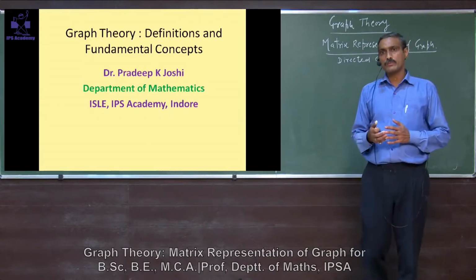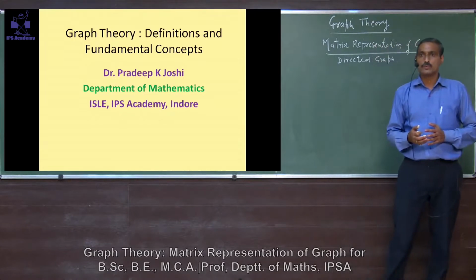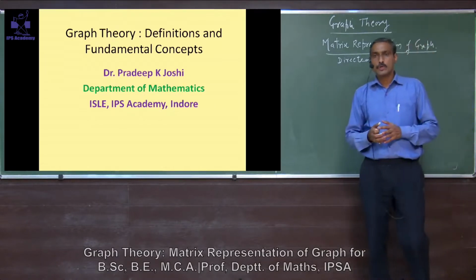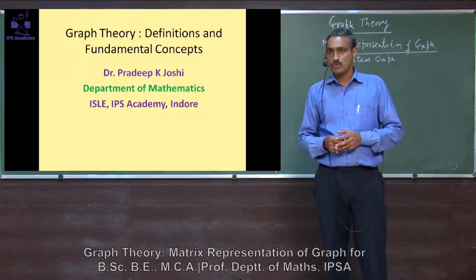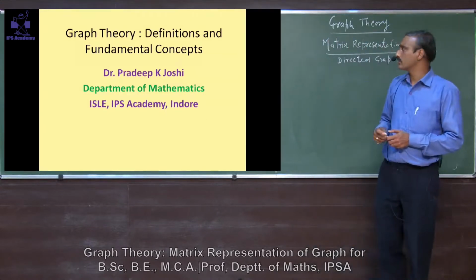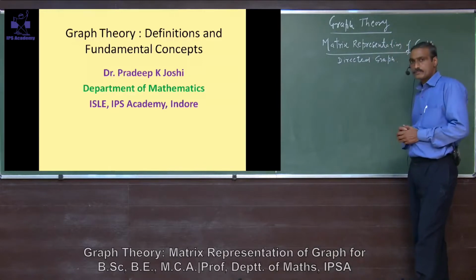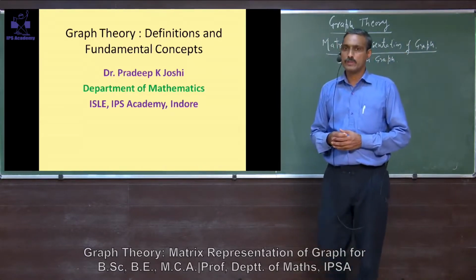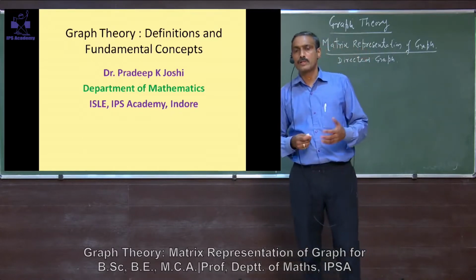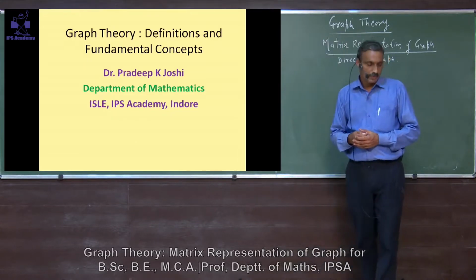Now we convert to matrix form, that is a 1D array or 2D array, and we can easily manipulate it and easily store it in the computer. So today we discuss the matrix representation of a graph. Before defining this, we discuss what a directed graph is, since we already discussed the simple graph.